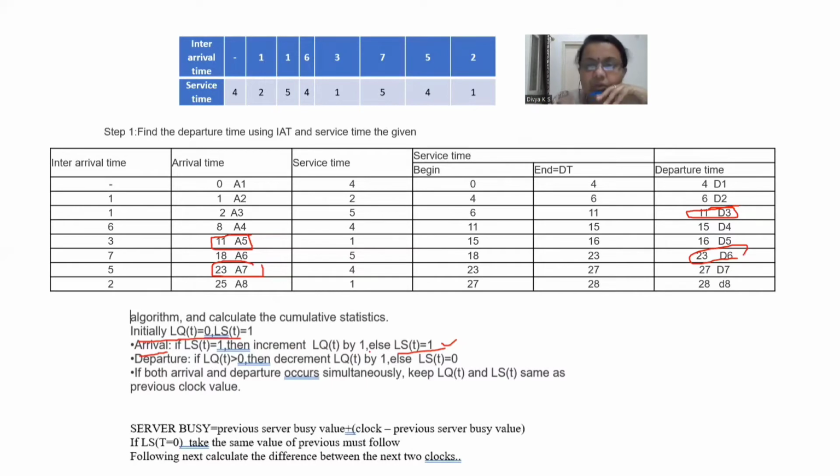So two things you have to remember. If it is arrival, you have to check L of St. If it is departure, you have to check L of Qt. In the arrival case, L of St has to be 1, then increment L of Qt. In the departure case, L of Qt has to be greater than 0, then you decrement. It can be 1 or 2, any value more than 0.